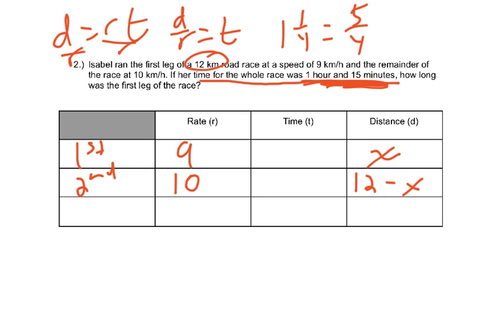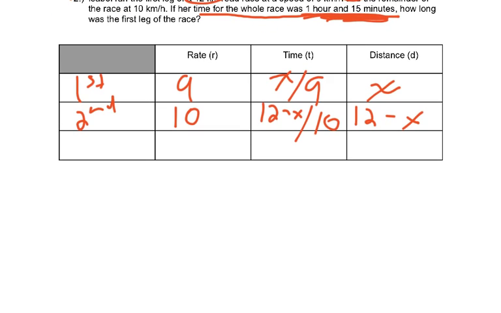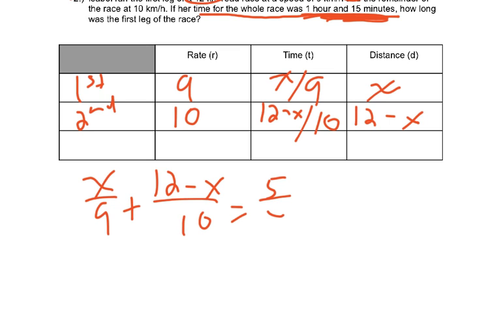So our distance is x, divided by our rate, which is 9. Our distance is 12 minus x, divided by our rate, which is 10. And then we know that the sum is going to be equal to 5/4, our total time. So x over 9 plus (12 minus x) over 10 equals 5/4. And now we have an equation to solve that involves fractions.